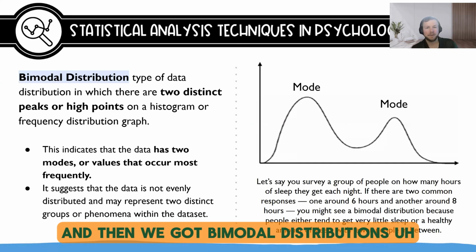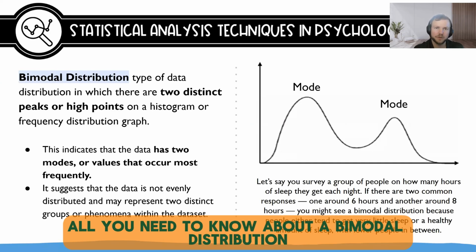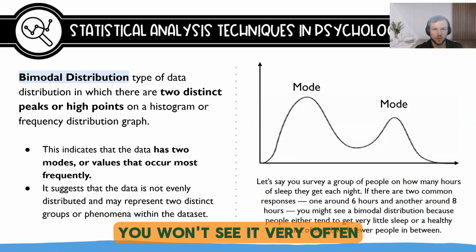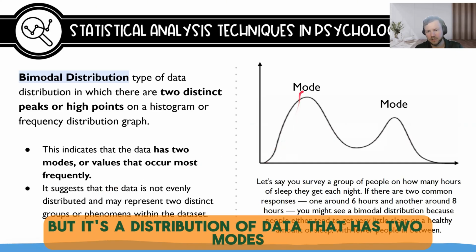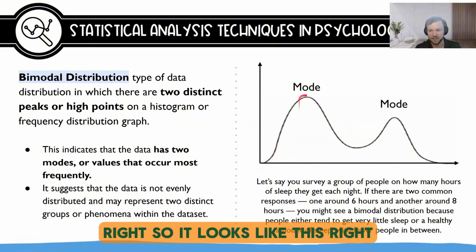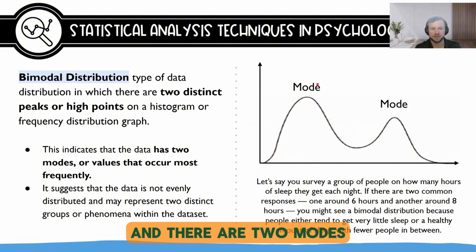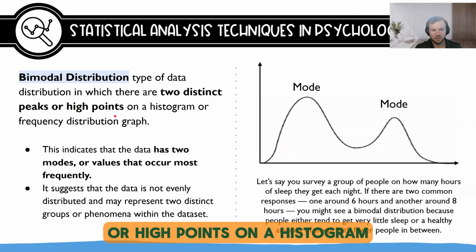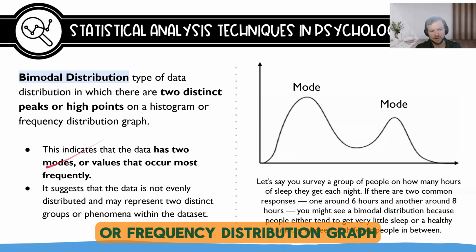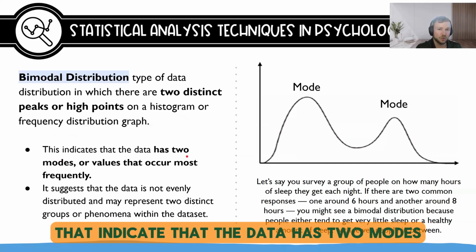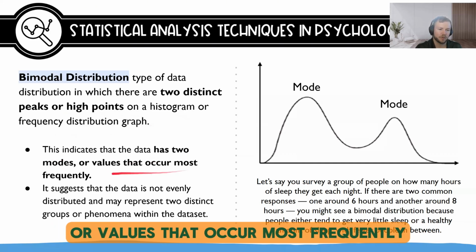And then we've got bimodal distributions. All you need to know about a bimodal distribution, you won't see it very often, is that it's a distribution of data that has 2 modes, right? So it looks like this, and there are 2 modes. A type of data distribution where there are 2 distinct peaks or high points on a histogram or frequency distribution graph that indicate that the data has 2 modes, or values that occur most frequently.